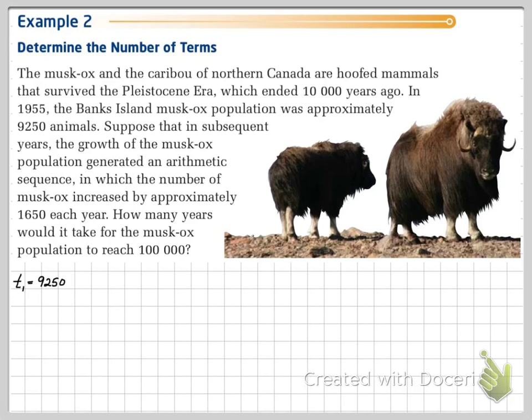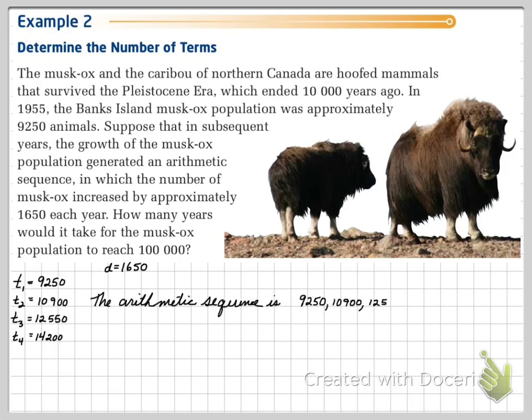Well, first of all, term 1, starting in 1955, is 9,250. Term 2, well, we're told that the common difference was 1,650. So that means I can add 1,650 and get term 2 of 10,900. Term 3 would be 12,550. Term 4 is 14,200. Now, the arithmetic sequence is going to go all the way up to ending at 100,000.